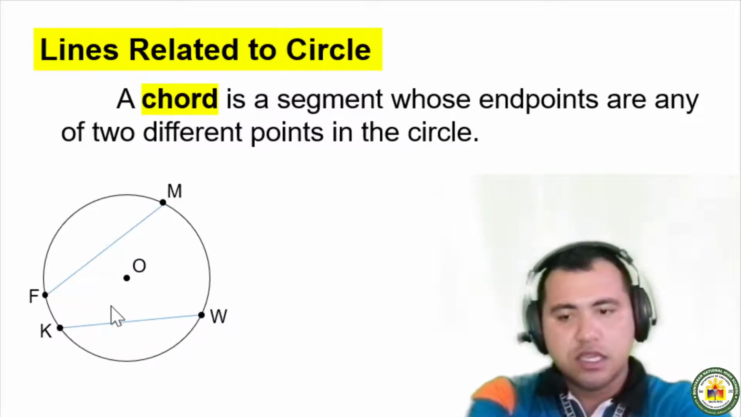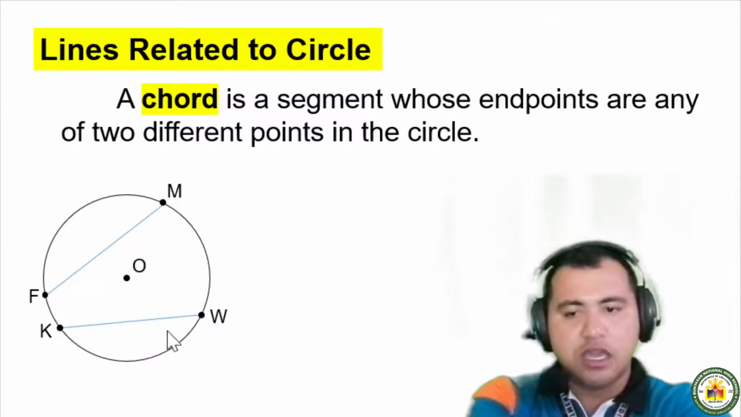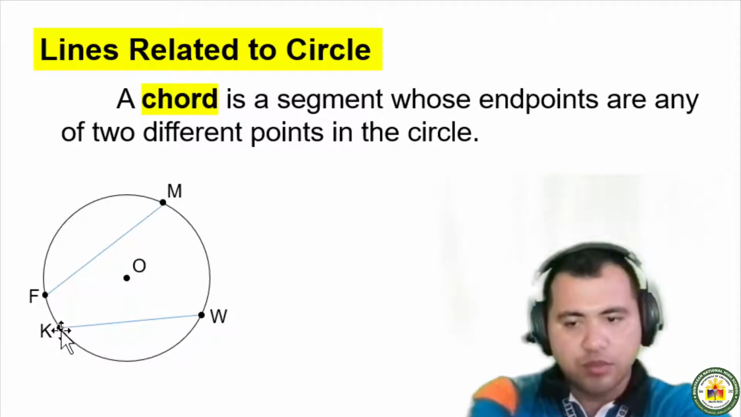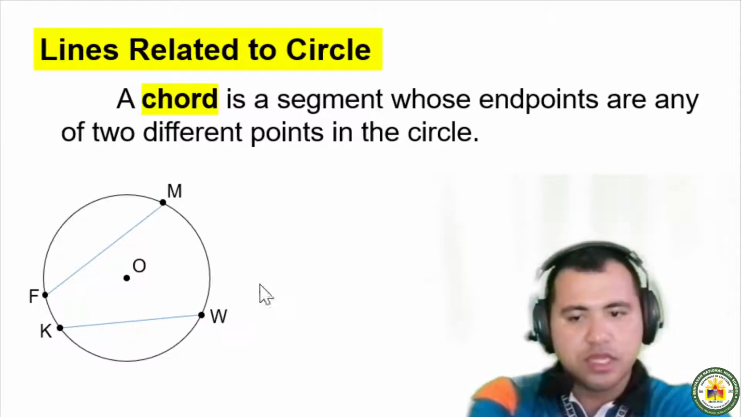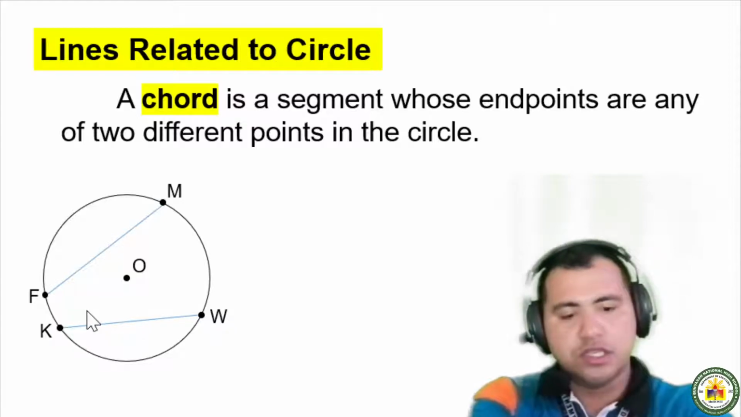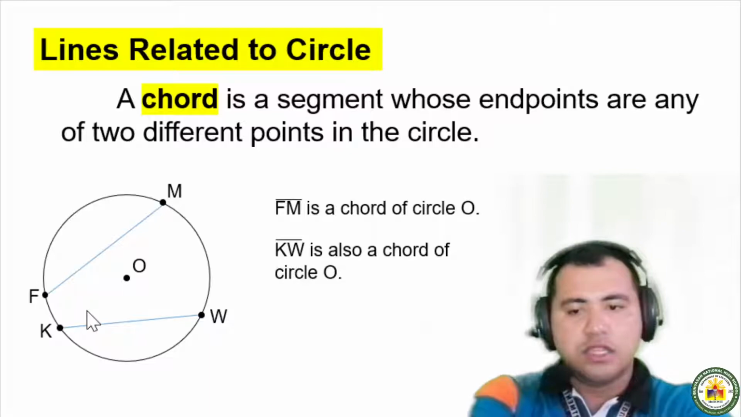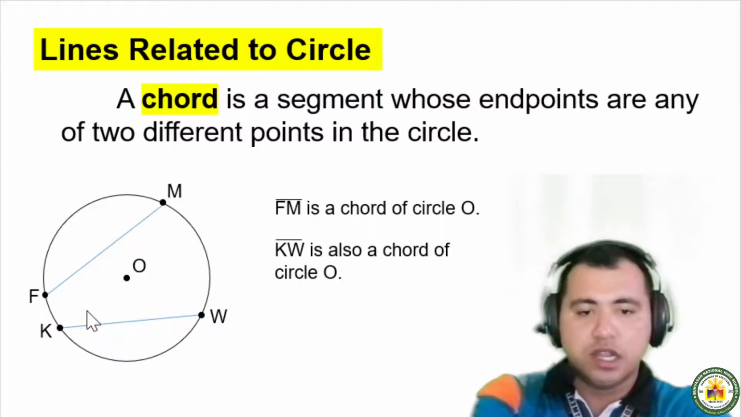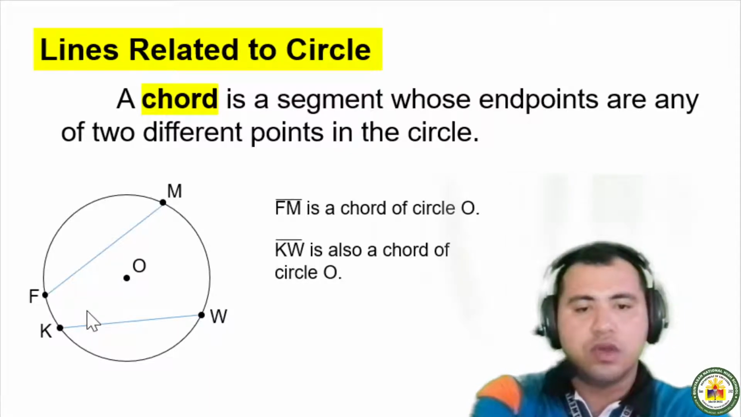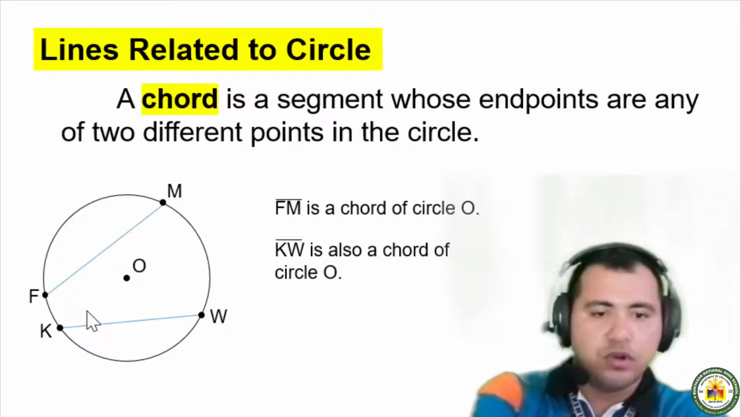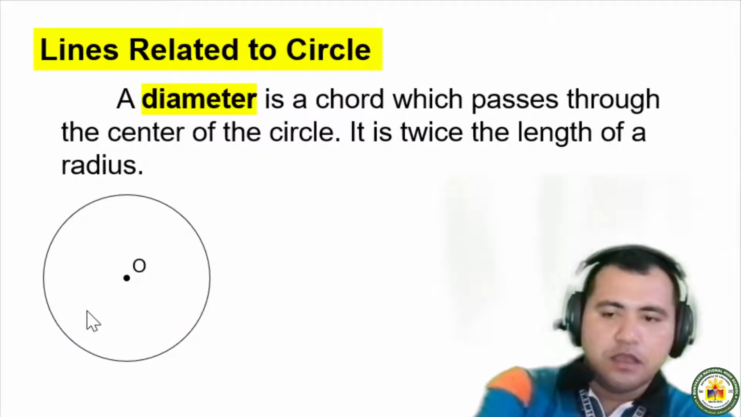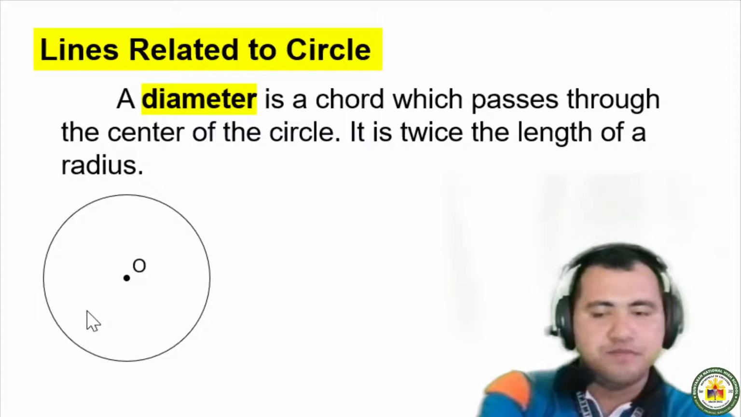And then another is KW. Both are also two points on the circle, their endpoints. So thus, FM is a chord of circle O, and KW is also a chord of circle O. Those two are just examples of a chord. Next is a diameter.